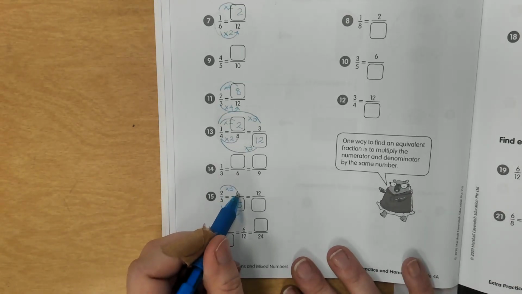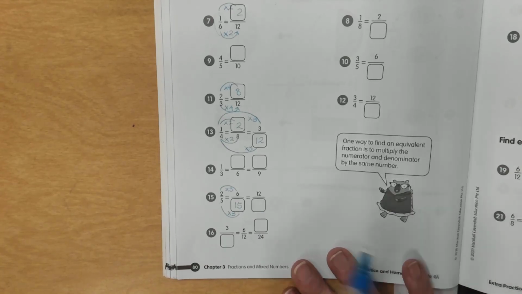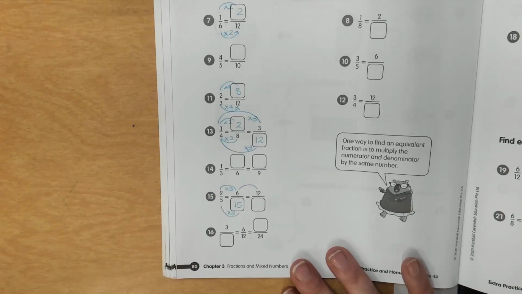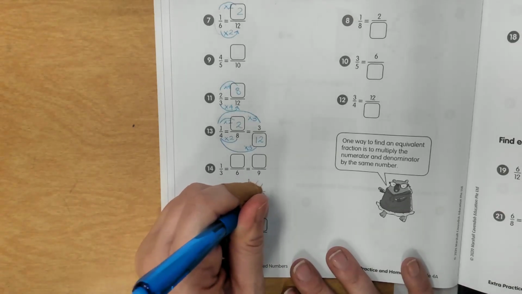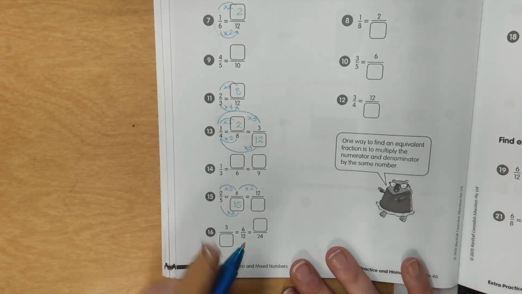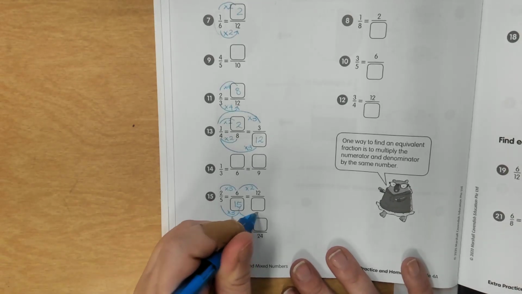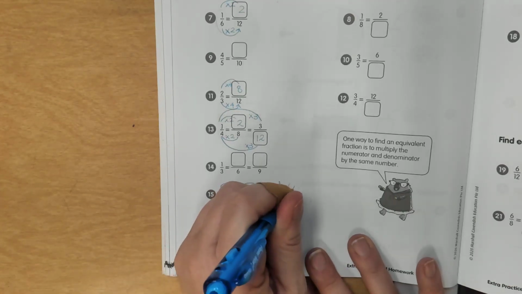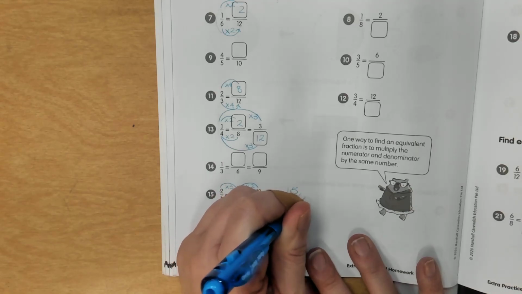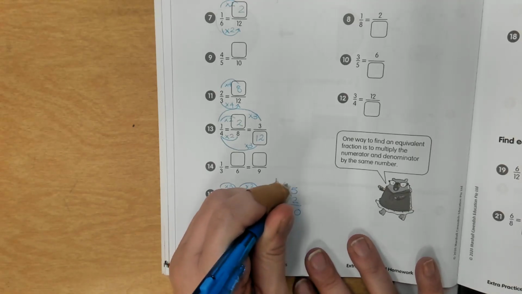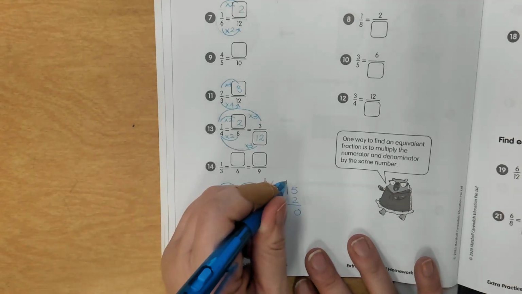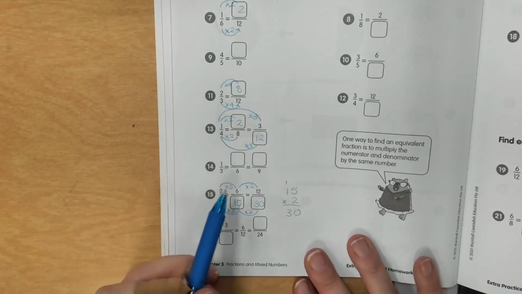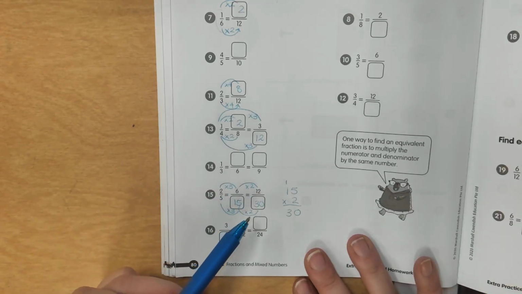Now, can I turn a 6 into a 12? Yes, otherwise I could have turned 2 into 12, but let's go from 6 to 12. 6 times 2 makes 12. 15 times 2, and if you can't do it in your head, you could always do it on the side. 15 times 2, 2 times 5 is 10, 2 times 1 is 2, plus 1 is 3, 30. 2/5 is equal to 6/15 is equal to 12/30.